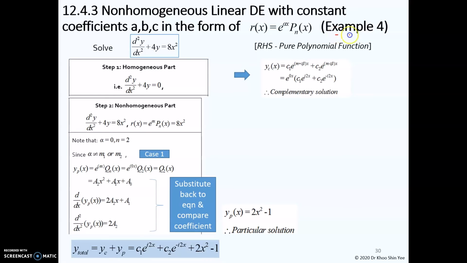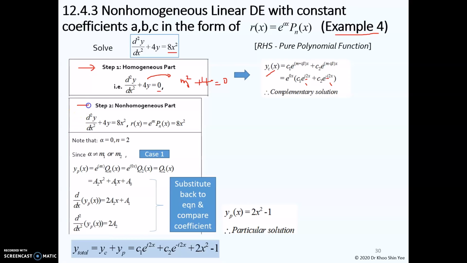Let's continue with example 4. You have a polynomial function in this example. By using the same procedure, we can solve the problem. First of all, we need to solve the homogeneous part first by letting the right hand side equal to 0. Then you form the characteristic equation. So you should have m squared plus 4 equal to 0, and you can find the roots m, which are 2i and negative 2i in this case. So your y1 and y2 are linearly independent. Therefore, this is the complementary solution.